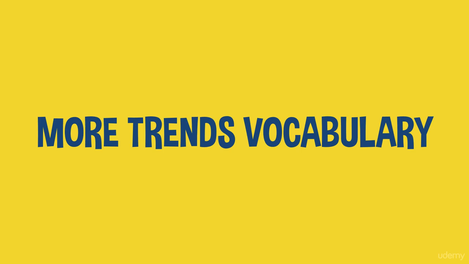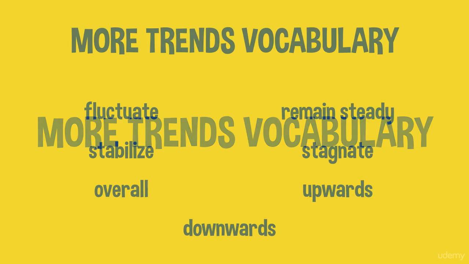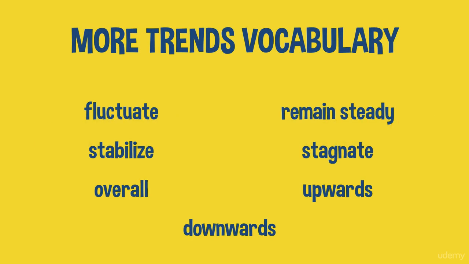In this lecture I'm going to look at some more trends vocabulary, a wider variety of trends vocabulary. Here are those 7 words: fluctuate, remain steady, stabilise, stagnate, overall, upwards and downwards.